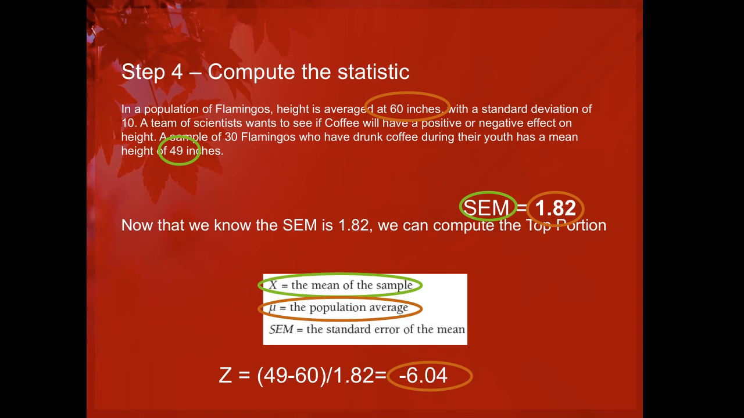To finish our computations, we take our sample mean, which is 49, subtract the population mean, which is 60, and divide by the SEM. Down here, our z-test statistic is negative 6.04. Well, let's see. Is our result significant or not? Well, we do not know yet.